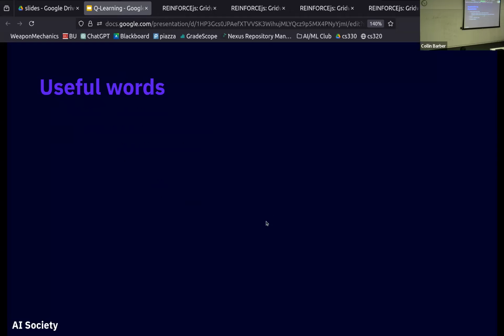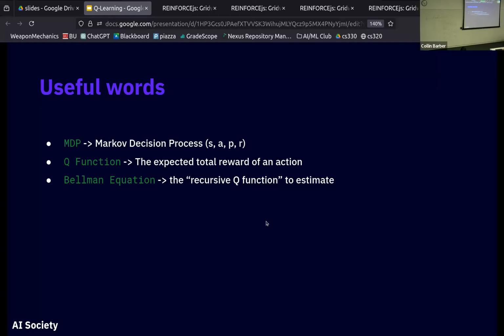I believe this is all I had. Oh, I had useful words, if you like the useful words. But this is sort of all I have right now. I could do the learning bit, but I think I've used up a good bit of time already, so I'm probably not going to do that right now. If you're interested, you can talk to me after.